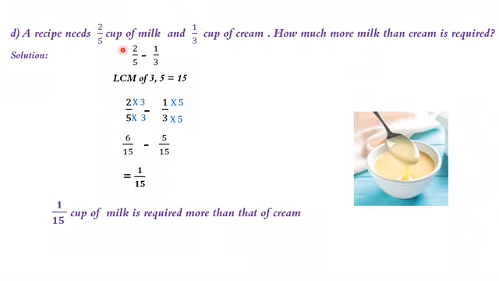That's why here we subtract 2 by 5 and 1 by 3. We take the LCM of 5 and 3, which gives us 15. Then we convert them into their equivalents. When we convert them to equivalents with denominators as 15, we make them like fractions, and we can definitely make out which is greater. Definitely milk is greater over here. We subtract them. 6 by 15 minus 5 by 15 gives us 1 by 15. So we can give the answer in the form of a statement that 1 by 15 cup of milk is required more than that of cream.